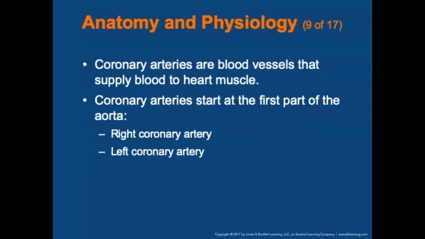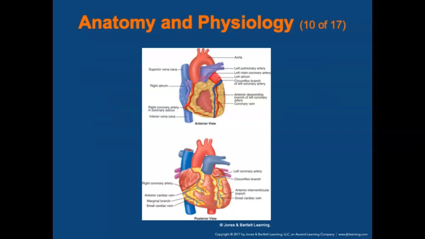Okay, the coronary arteries are blood vessels that supply the blood to the heart muscle. They start at the upper part of the aorta, just above the aortic valve. The right coronary artery supplies blood to the right atrium and to the right ventricle, and in most people, the inferior wall of the left ventricle. The left coronary artery supplies blood to the left atrium and the left ventricle and divides into two major branches just a short distance from the aorta. This figure on the slide illustrates how the coronary arteries carry the blood supply to the heart.